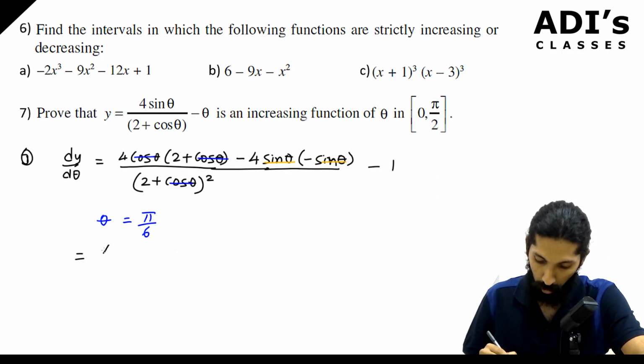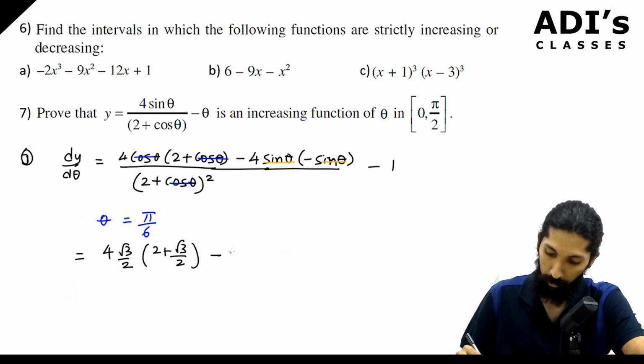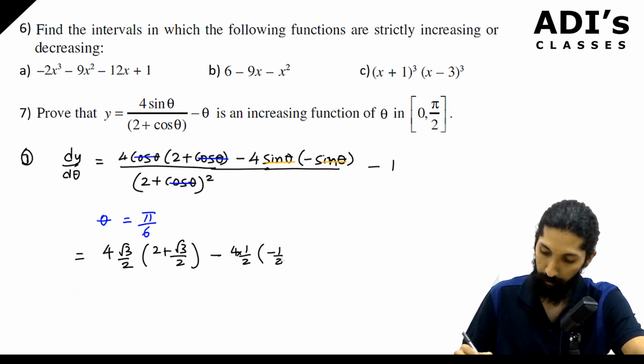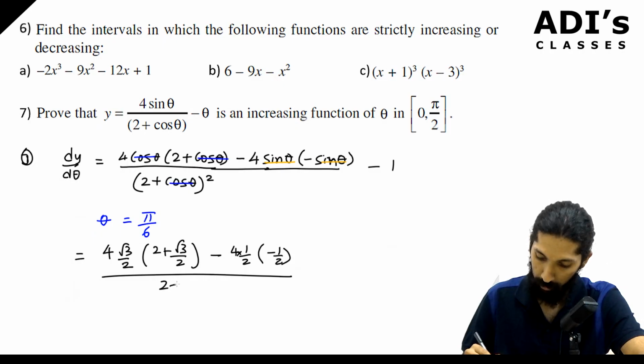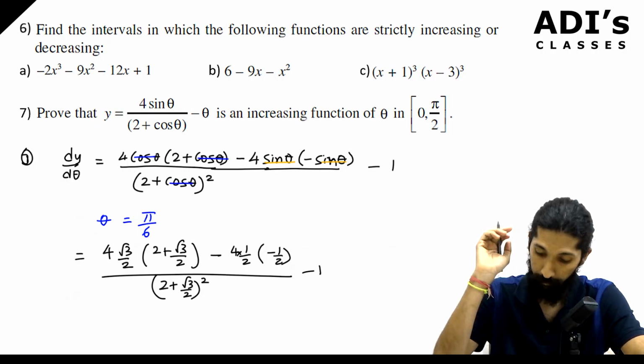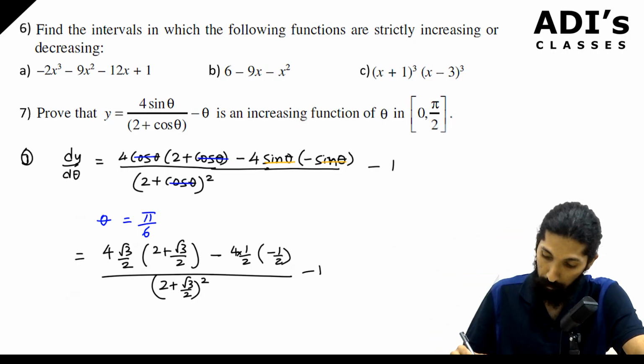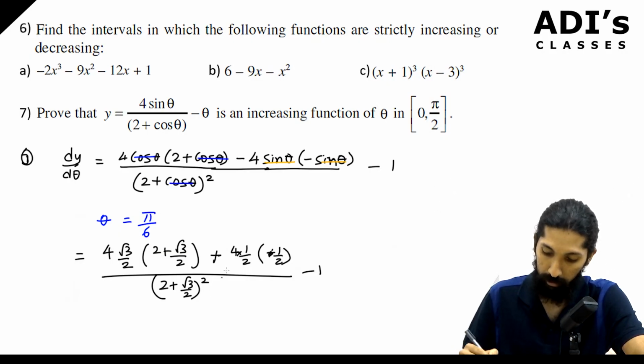4 cos pi by 6. Cos pi by 6 is root 3 by 2, into 2 plus root 3 by 2, minus 4 into half, into minus half, by (2 plus root 3 by 2) whole square, minus 1. Quite big numbers we have. But we are not going to look into everything. The reason is minus into minus, here we'll get plus. Correct? Minus times minus is plus.